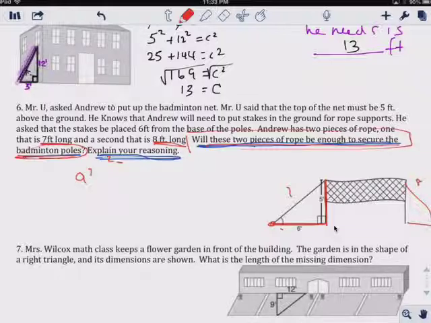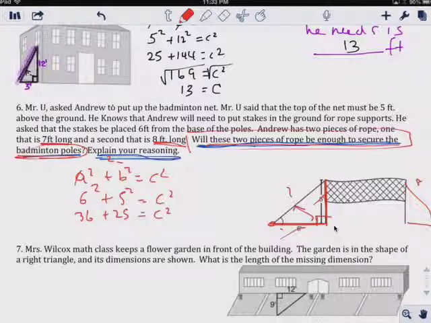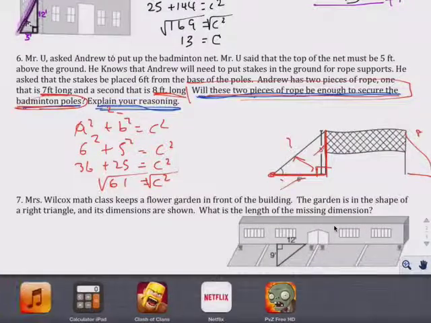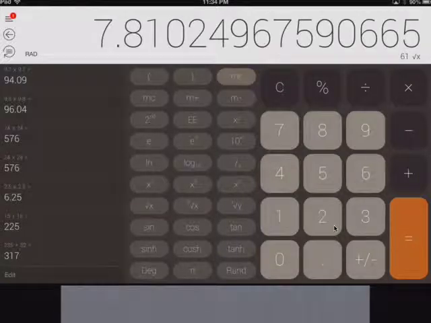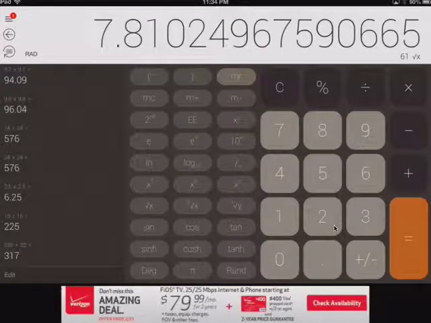So we do A squared plus B squared equals C squared. Obviously, C is missing here. So A is 6, squared, plus 5, squared, equals C squared. 36 plus 25 equals C squared. So 61 equals C squared. Square root, and the square root of 61 is 7.18.